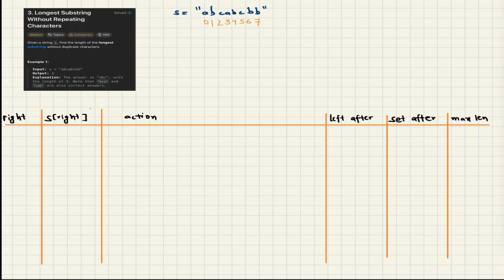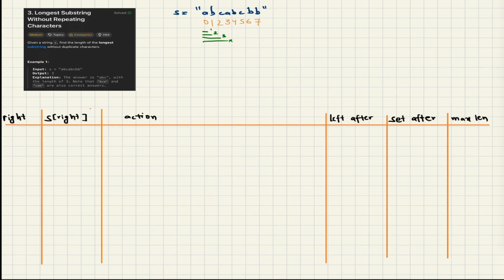What pops up in my mind first is that I can try to find all the valid substrings and keep storing their maximum length, right? So let's say I'll start from i equals 0. So A is a valid substring. Then AB is a valid substring. ABC is a valid substring. ABCA is not a valid substring. So basically these substrings were of length 1, 2, 3.